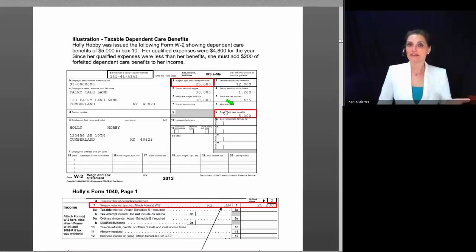And then about a year later, Holly Hobby gets a letter from the IRS saying, hey, you didn't report your child and dependent care benefits of $5,000. We want you to pay us some money. So I point that out because it's a common error. It's a common thing for even the most seasoned tax professionals to simply not notice that box 10 has a number in it.